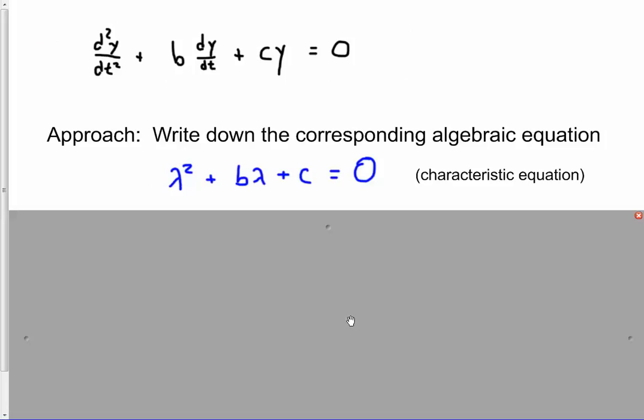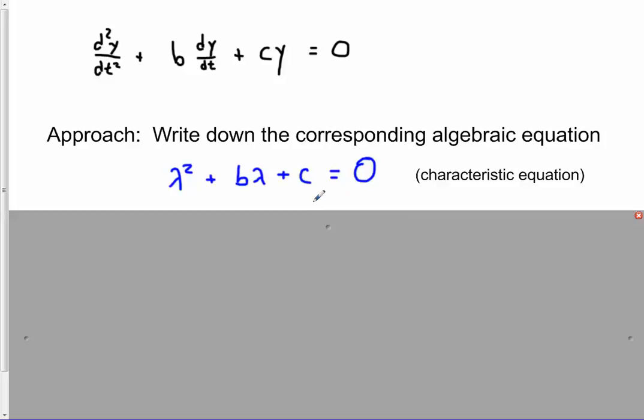Now it turns out that the approach is you write down an algebra equation that comes from your differential equation. The algebra equation goes like this: lambda squared plus b lambda plus c equals 0. Lambda is the variable here. So we're replacing the second derivative with a lambda squared, the first derivative with a lambda, and y itself with 1, and we're keeping the coefficients the same. This is just a quadratic algebra equation. It gets the official name of the characteristic equation of the differential equation.